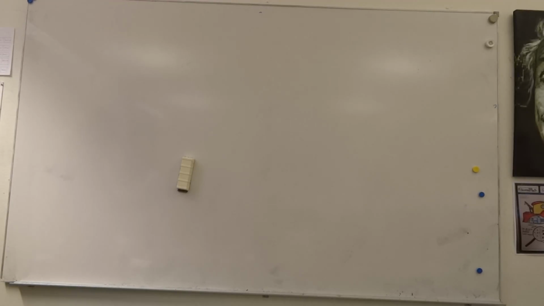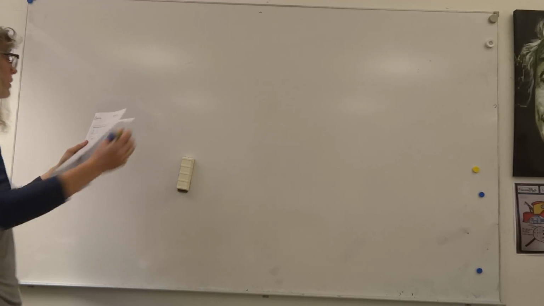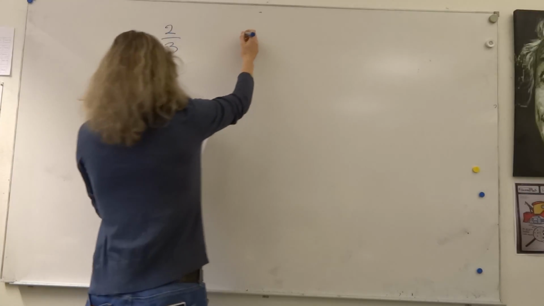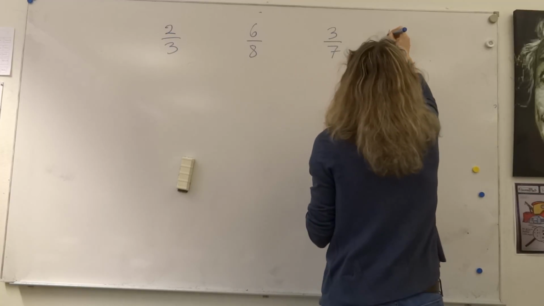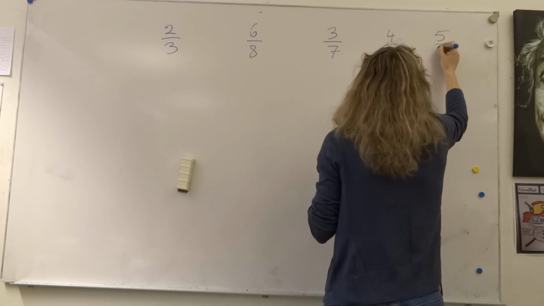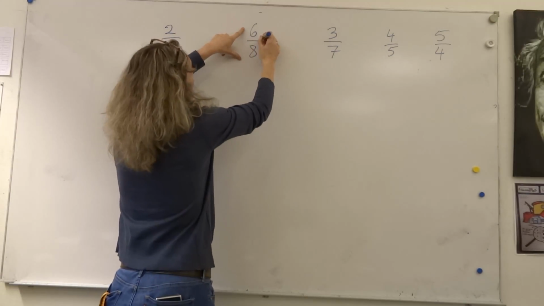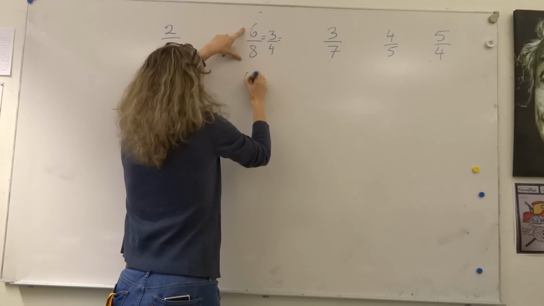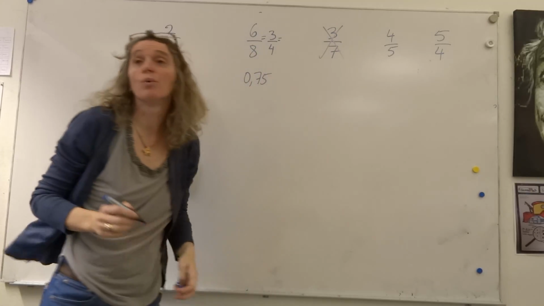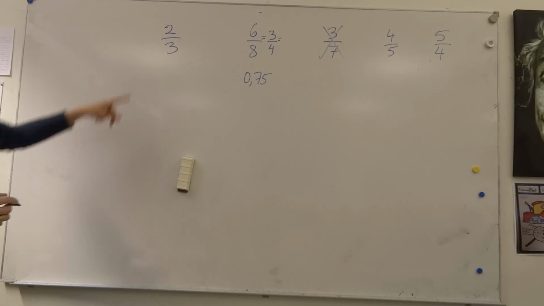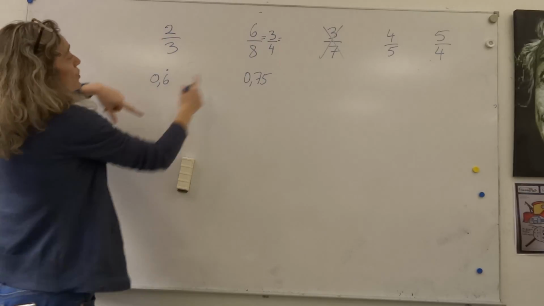Then we have the next question, which of these fractions is closest to 1? Well, we have 2/3, 6/8, we have 3/7, we have 4/5, and we have 5/4. Well, 6/8 I would know is the same as 3/4. And we know that that one is 0.75. 3/7 is going to be a lot less than 0.75, so I don't even need to work that one out, because it's going to be less than a half.